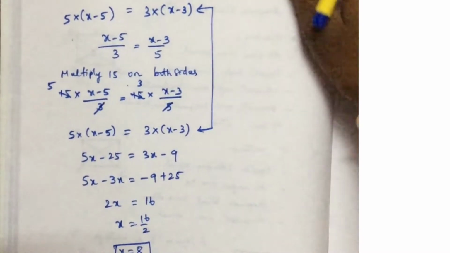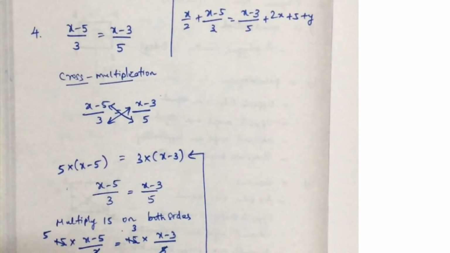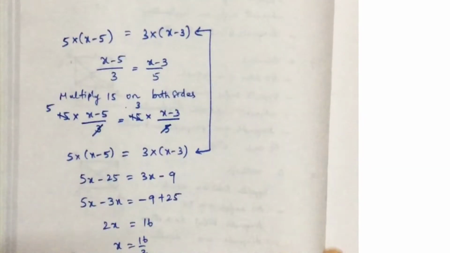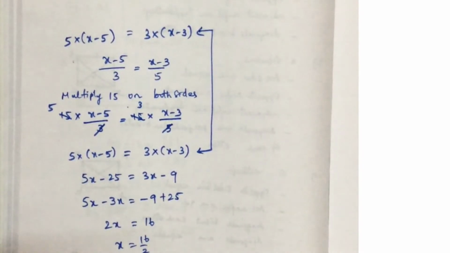One thing you have to remember in this question is, if there is only one term on the left hand side and right hand side, you can simply cross multiply on both sides. Then we will reach this step easily. From this you know how to solve the problem.